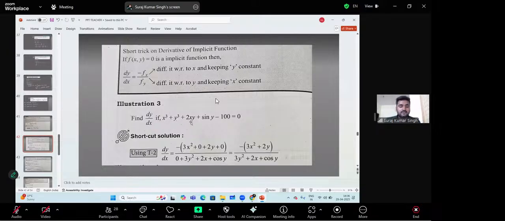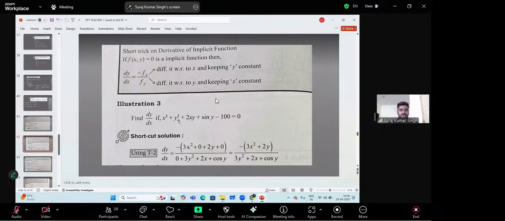For 2xy, the derivative will come as 2 into y, because I have taken x as the variable. The derivative of sin y is 0, and 100 is a constant, so its derivative is 0. So this is the numerator. Again, for the denominator, I take x as a constant and do the differentiation.